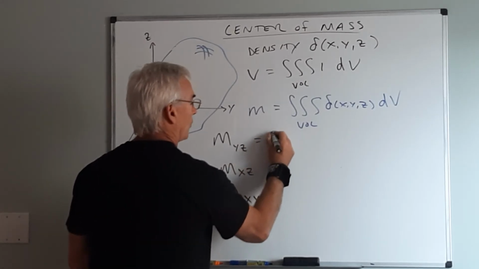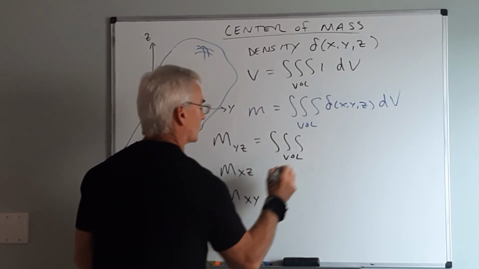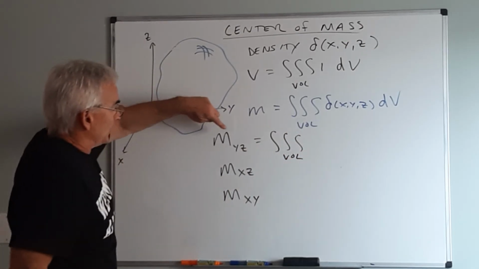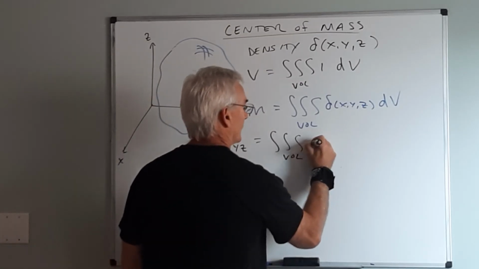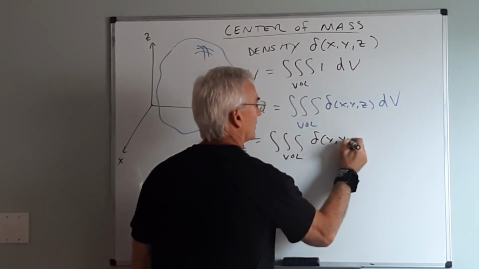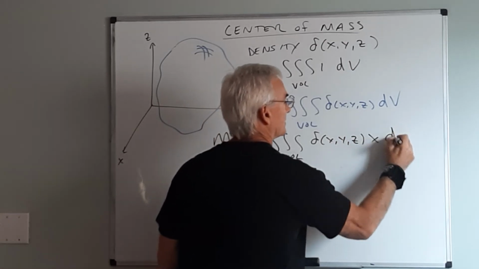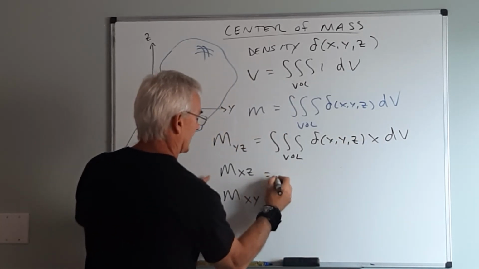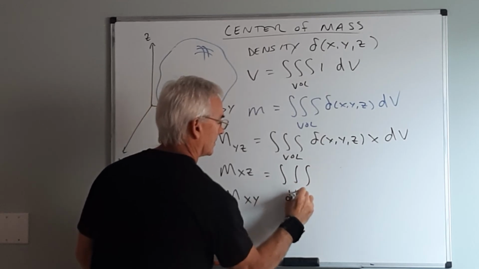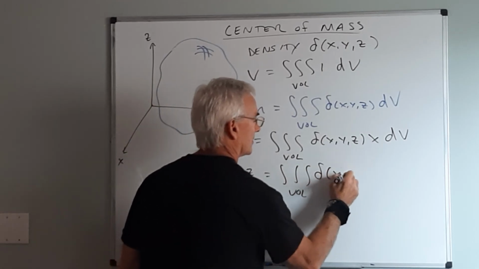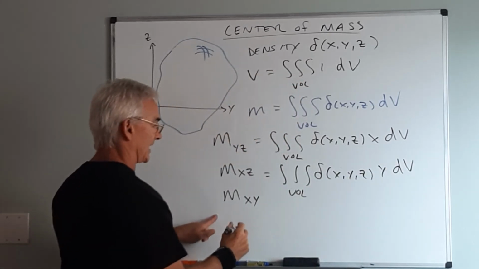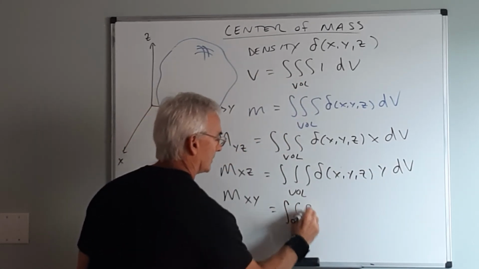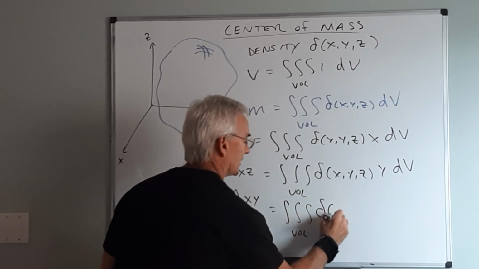And just like before, I have the same integral, but the additional variable that represents distance. So in this case, it'd be the x distance. So density times x dV. In this case, it would be the y distance. So density times y dV. And in the last case, it'd be the z distance.